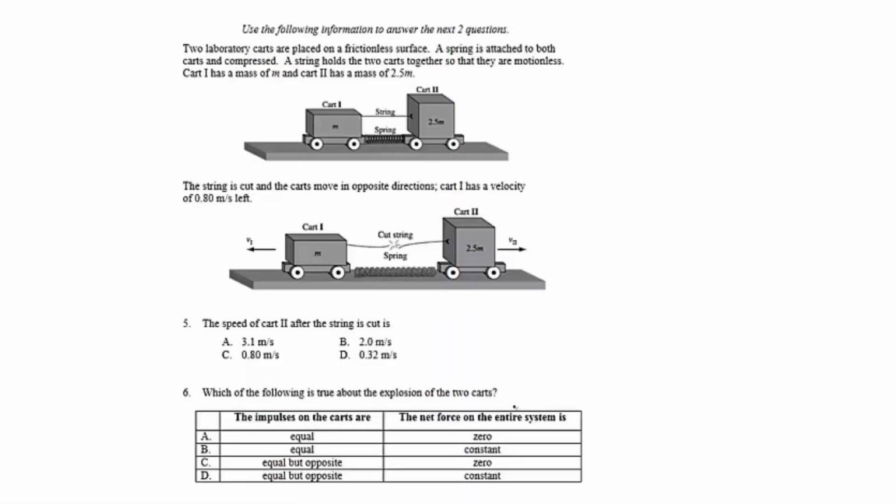Questions 5 and 6. Two laboratory carts are placed on a frictionless surface. A spring is attached to both carts and compressed. A string holds the two carts together so that they are motionless. Cart 1 has a mass of m, and cart 2 has a mass of 2.5 m. The string is cut and the carts move in opposite directions. Cart 1 has a velocity of 0.80 meters per second left. Number 5. The speed of cart 2 after the string is cut is.